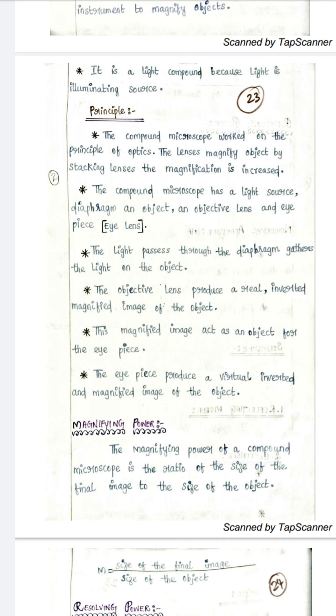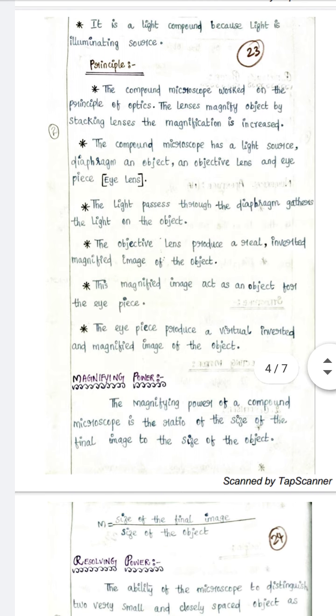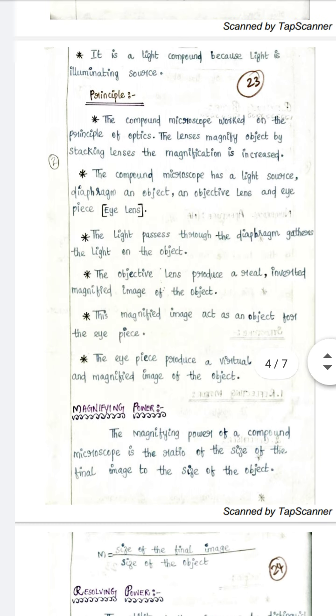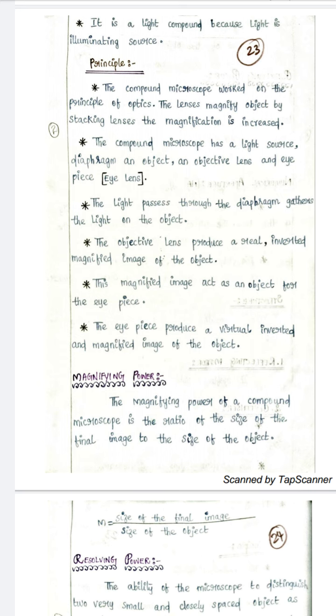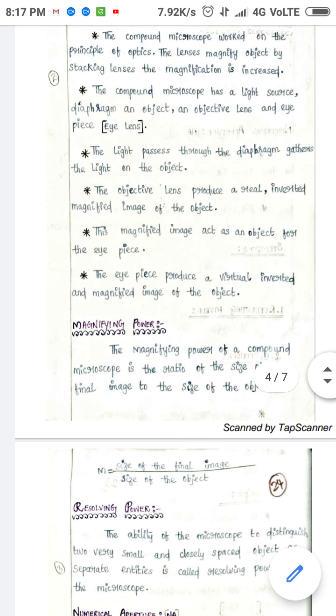The lenses magnify the object by stacking lenses, so the magnification is increased. These are the parts of the light microscope: diaphragm, objective lens, and eyepiece, which is also called the ocular. The light passes through the diaphragm and gathers light on the object. The objective lens produces a real inverted magnified image of the object. The magnified image acts as an object for the eyepiece. The eyepiece produces a virtual inverted and magnified image of the object.